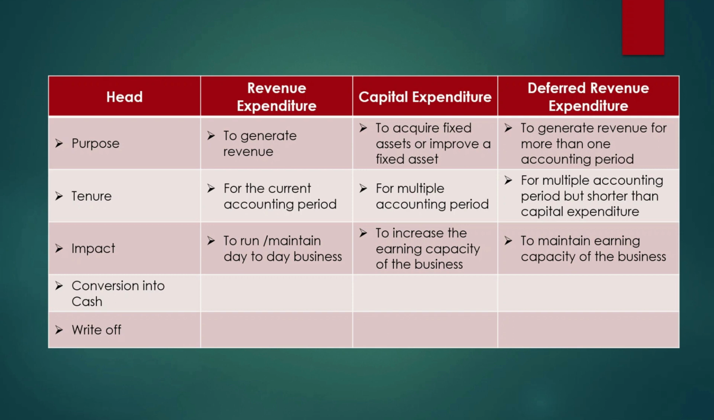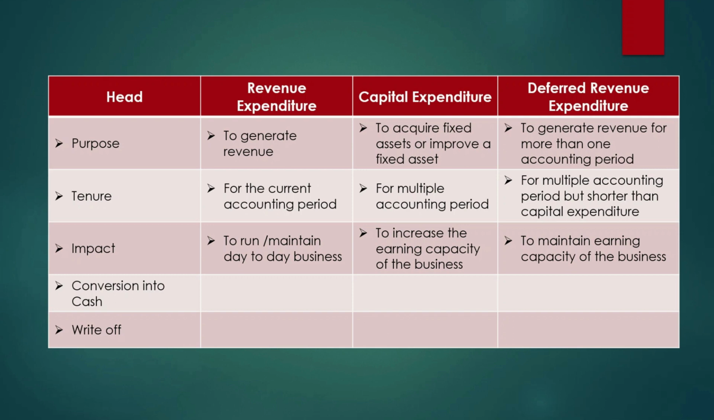Capital expenditure, as I've already told you, it is done to increase the earning capacity of the business. So you buy an asset, a fixed asset, it will ultimately help to improve your business. It will ultimately help to increase the earning capacity of the business. Deferred revenue expenditure. This is again done to maintain your earning capacity of the business, but the only difference here is the impact of this can be taken for more than one accounting period.